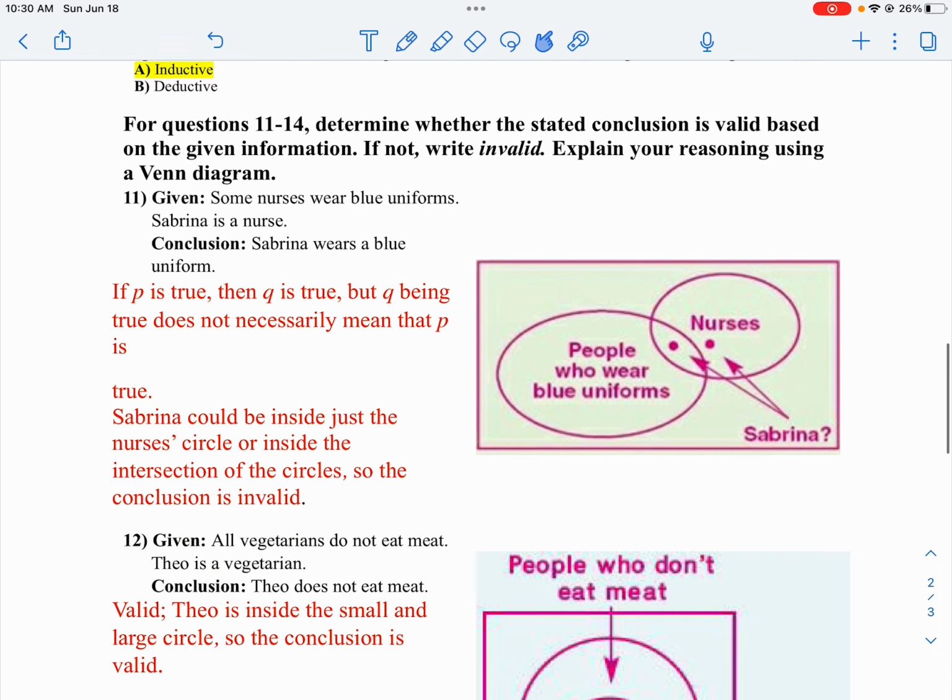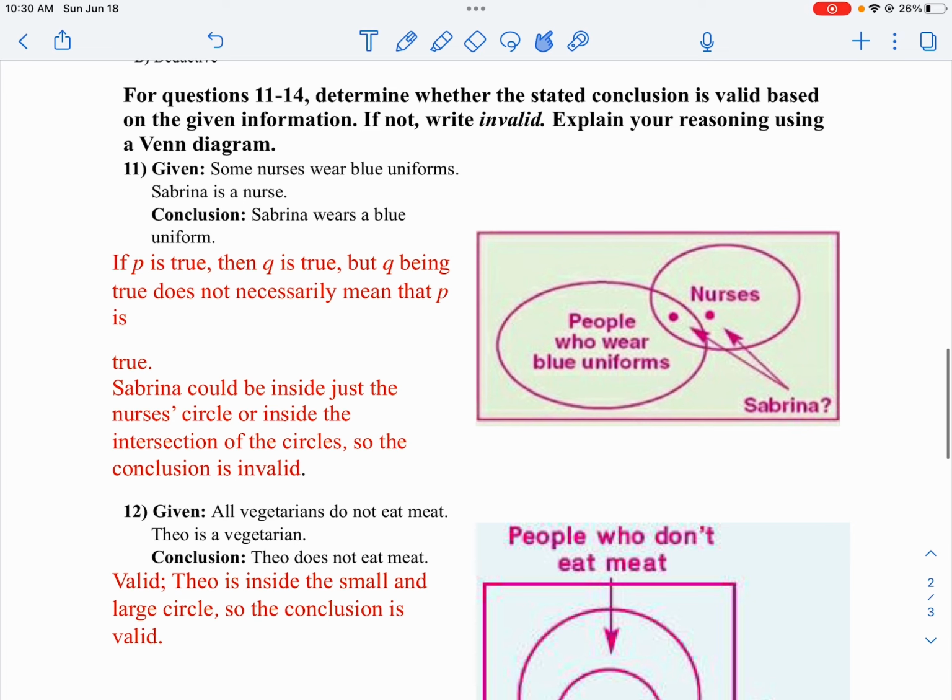On question number 11, this is where when they use the word "some," that's where you're going to see the traditional Venn diagram. When you usually say a Venn diagram, we think of that as two circles that overlap. And so what happens is some nurses wear blue uniforms, and we're told Sabrina is a nurse. But notice, just because she's a nurse doesn't mean she has to wear a blue uniform. She could, but she doesn't have to, so that is an invalid conclusion.